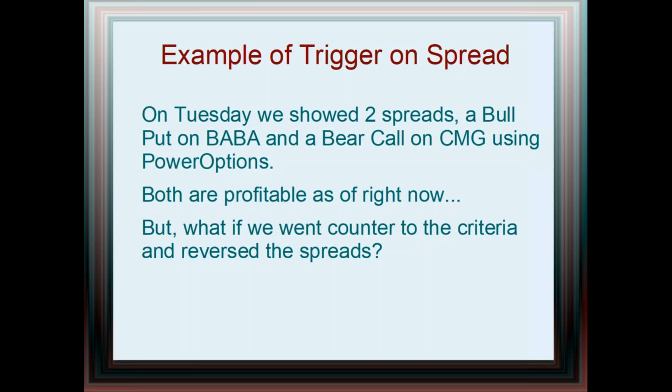Now on Tuesday, when we introduced credit and debit spreads, we looked at a bull put credit spread on BABA, which was the first stock chart I showed you, above the 20-day moving average, and we saw that positive MACD crossover. And we entered a bear call on CMG, which met the bear call screens. And both are profitable right now. But on Tuesday, what if we went counter to the criteria and reversed the spreads? Meaning, what if I opened a bull put on CMG and I opened a bear call on BABA? Okay?